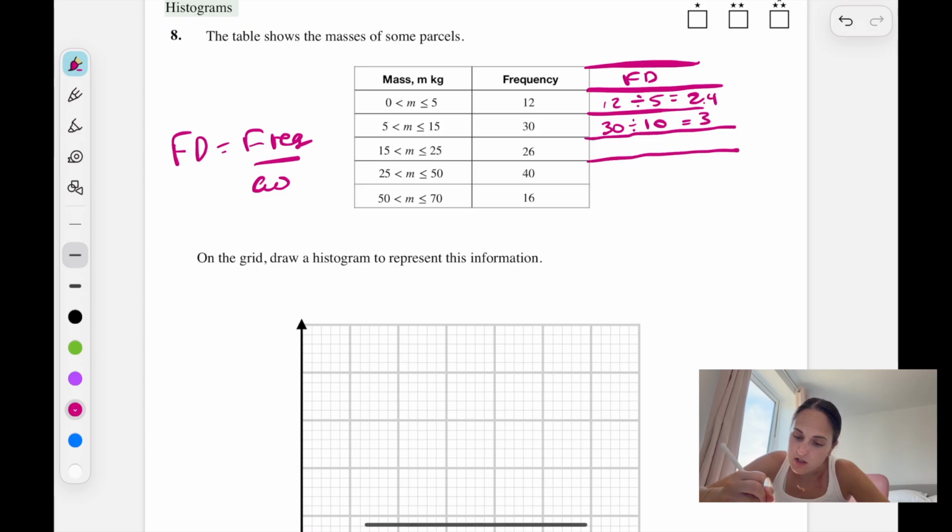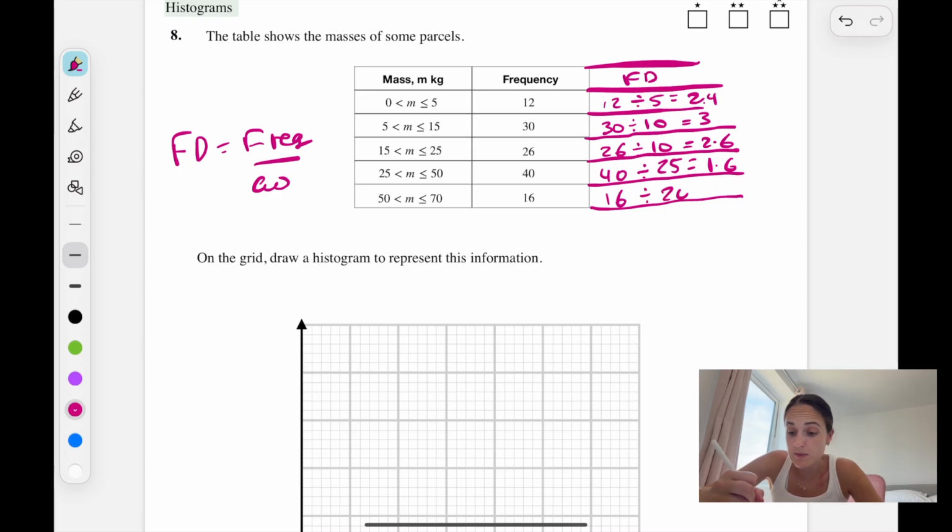The next one, we're going to do the frequency, so 26 divided by, again, this class is 10 wide, so that's going to be 2.6. So this next one here, we have frequency is 40, and the class width between 25 and 50, that's actually 25. So 40 divided by 25, that's going to give me 1.6. And then the last one, we have a frequency of 16, and the class width is 20, because between 50 and 70 there's 20. So 16 divided by 20, that's going to be 0.8.